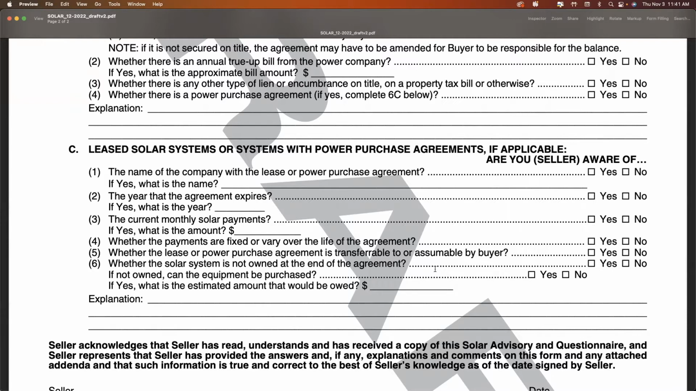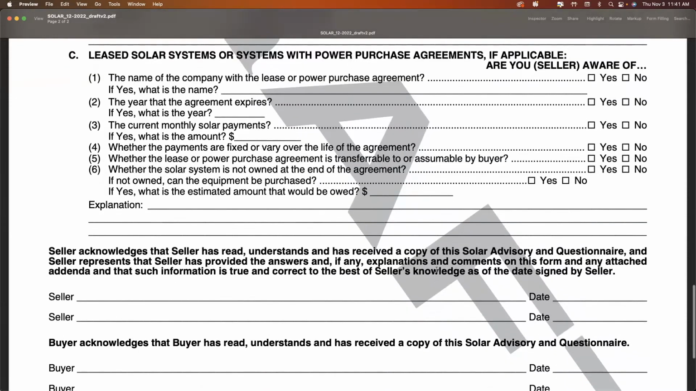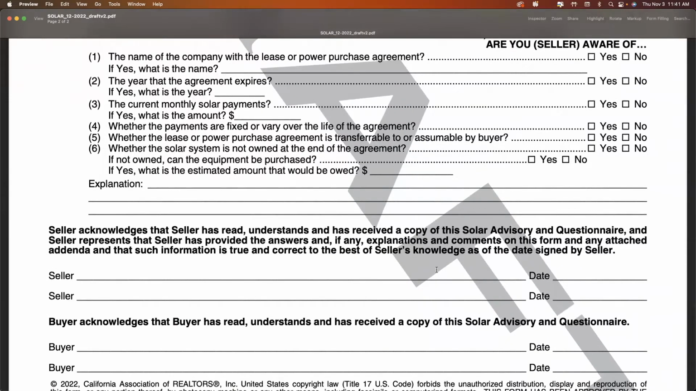If not owned, can the equipment be purchased? If yes, what is the estimated amount that would still be owed? So now we've answered some questions. I think, again, like I said, going through and making this a questionnaire, making this a disclosure is going to clarify some issues that we've had with buyers in the past.